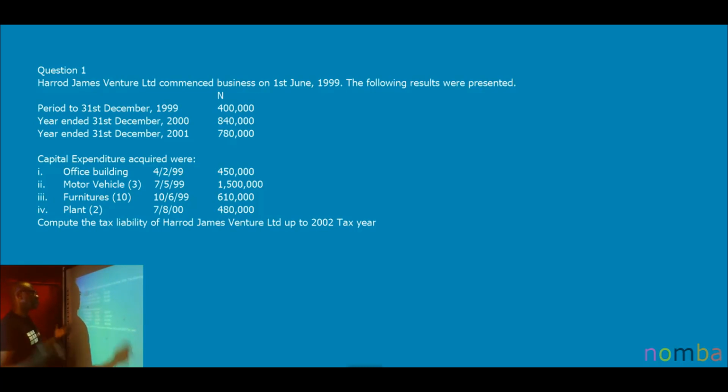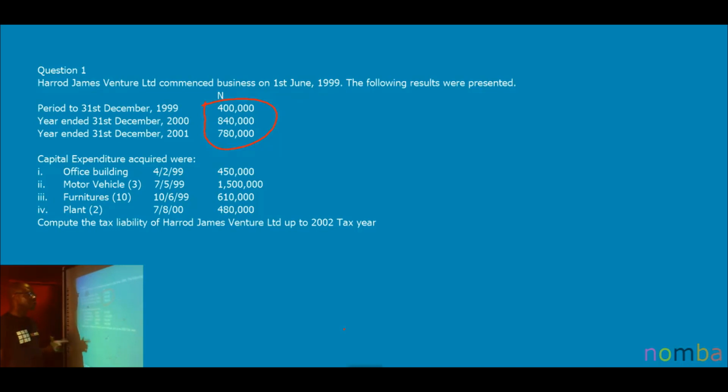Are we there? So the next question is, how much of that will be subjected to tax? How much of these profits will be assessable to tax at different years of assessment? Remember what year of assessment means? The year that the taxpayer is being assessed to tax.